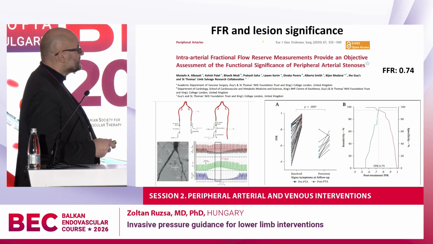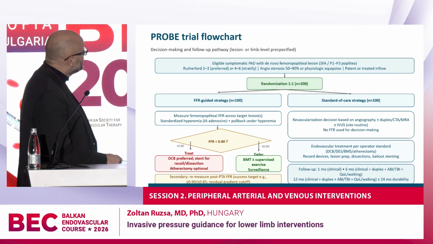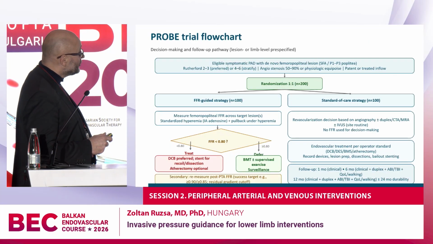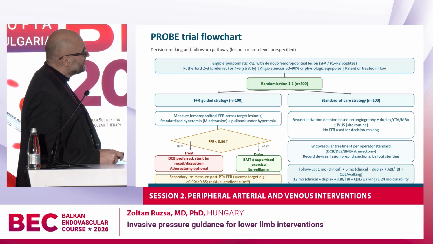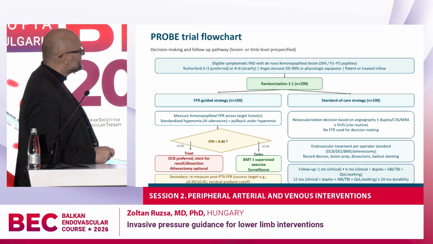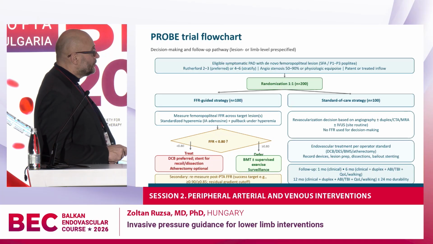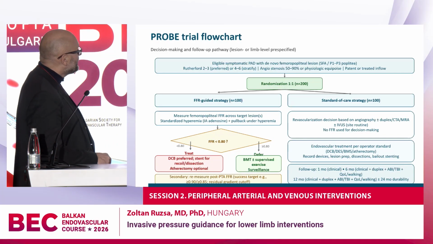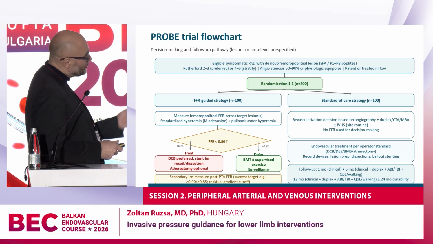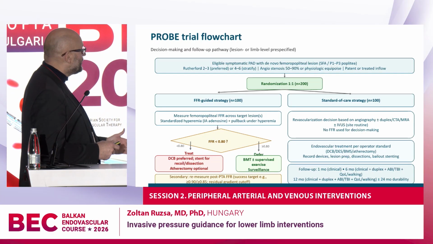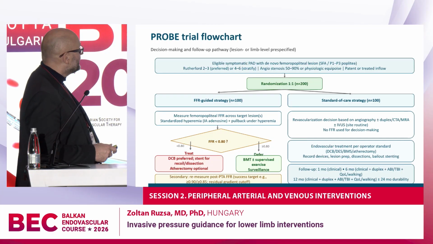In another publication, it was found that a 0.74 cutoff, as in coronaries, is very nicely associated with the stenosis severity by ultrasound also. So this is the study we started now, the PROBE trial. We randomize the patients into an FFR-guided strategy and a normal angio-guided strategy. If the FFR is high, we don't treat the patient, we just do medical treatment. If the FFR is low, then we treat the patient and we check the 1 year results. So there is an angio group and an FFR group, and in the FFR group, treat or defer.